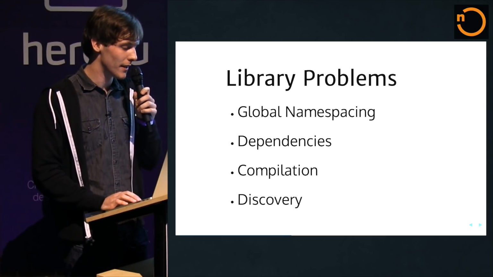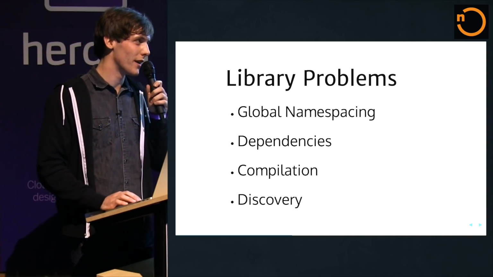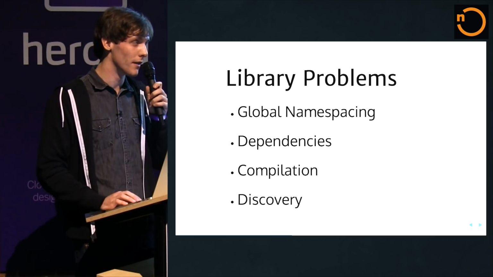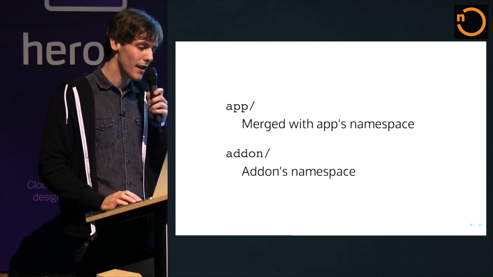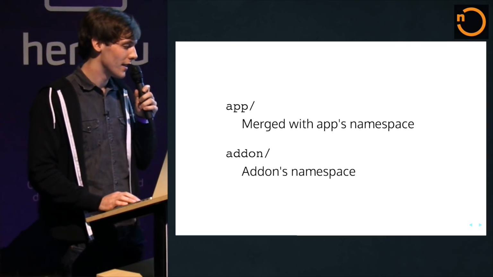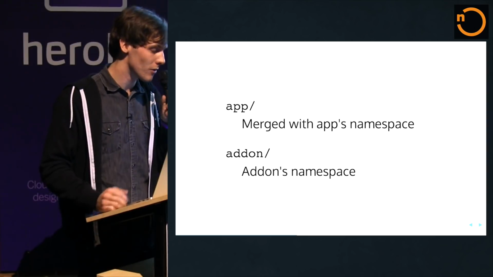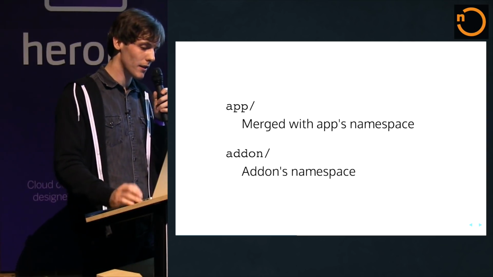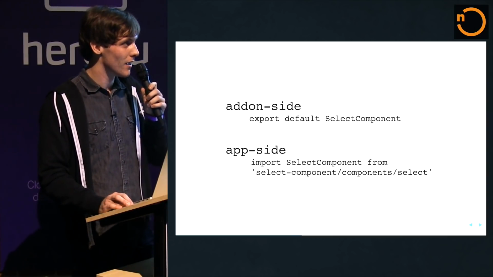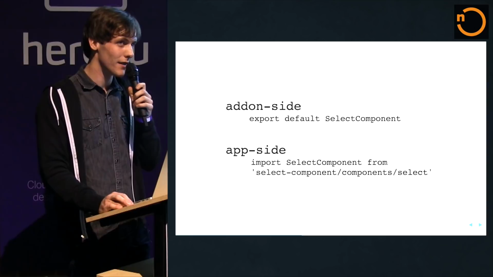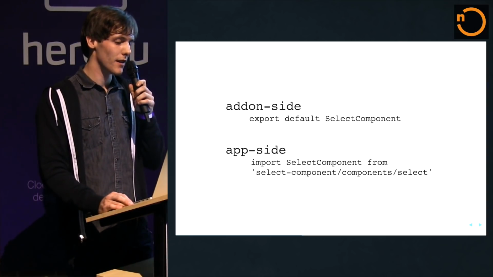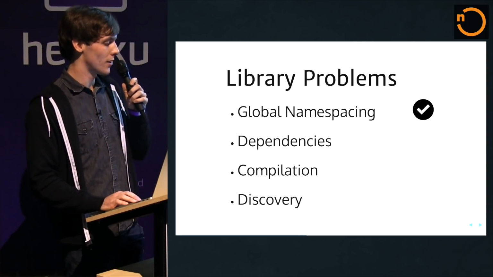So let's go through the problems we had before and see how Ember add-ons address them. The first problem was global namespacing. Before, we defined everything globally so that the host app could access it. Now we define it in one of these two folders, app and add-on. Depending on where we put it, it'll either be in its own add-on namespace or part of the host app's namespace, so the namespacing problem is a lot better this way. On the add-on side, we export the component, and on the app side that's using our library, we can just import from the component/components. This is great, so that's namespacing, check.